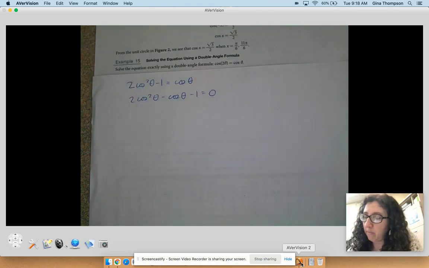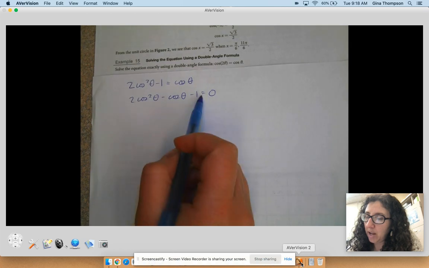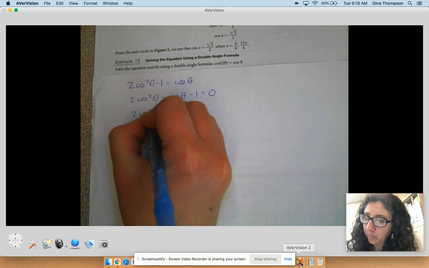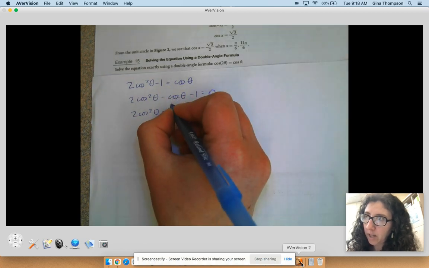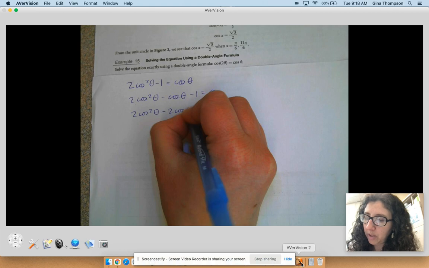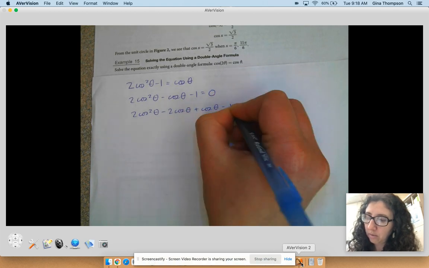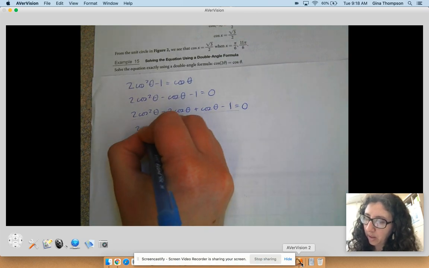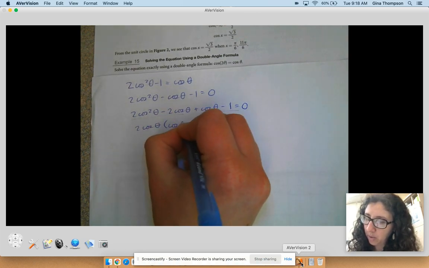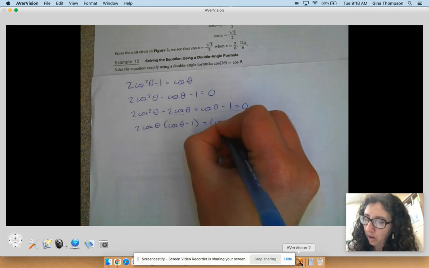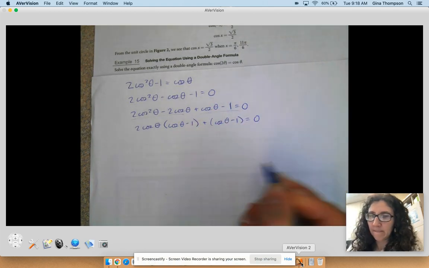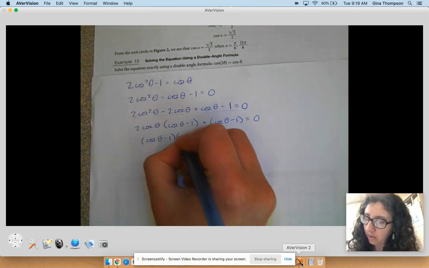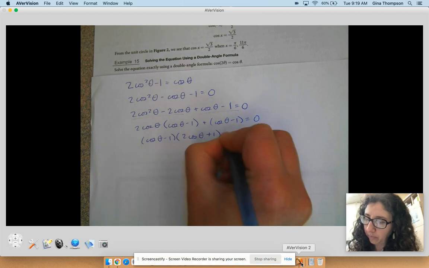And here we go. I'm looking for things that multiply to -2 and add to -1. So -2 cosine theta plus cosine theta. All right, I'm using grouping. And so now I'm going to factor out a 2 cosine theta, and I'm left with cosine theta minus 1 plus cosine theta minus 1. Okay, so I'm going to factor out a cosine theta minus 1, and I have 2 cosine theta plus 1.